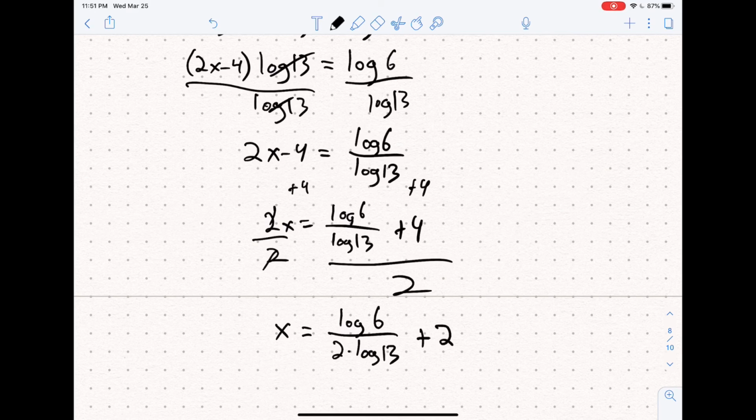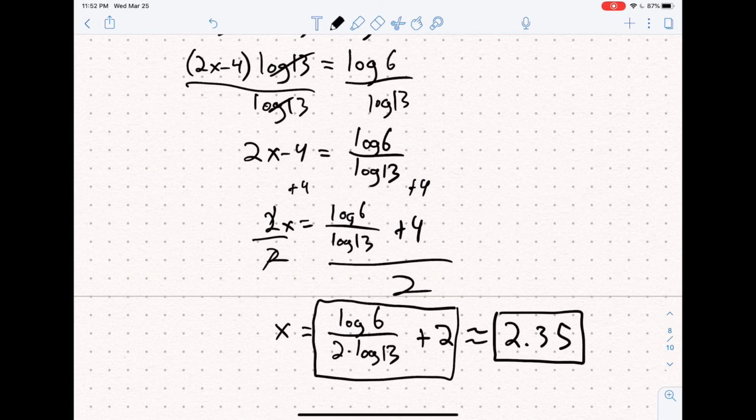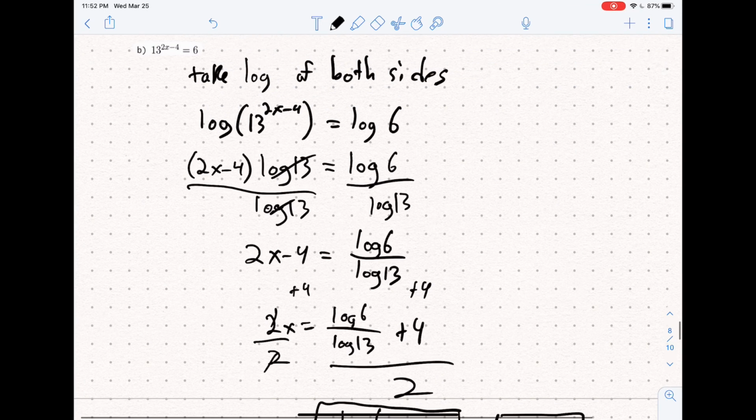Now, once again, we can check this in a calculator by plugging all of this in, and it gives us a decimal answer. I won't do it for you here, but I encourage you to plug it into a calculator. Make sure that you get a correct answer out of it, and the whole thing should come out to be approximately equal to 2.35. So this is our approximate answer. This is our exact answer. This is the x that makes this equation true.